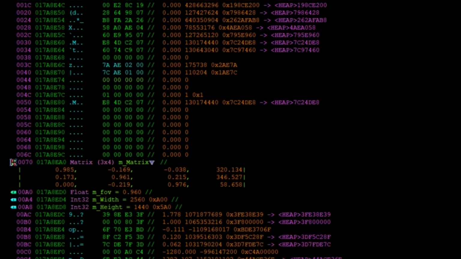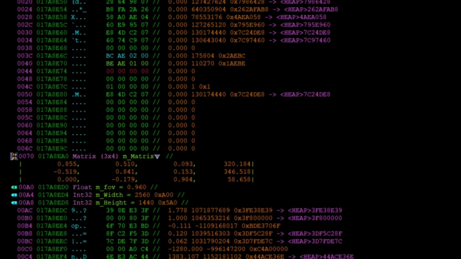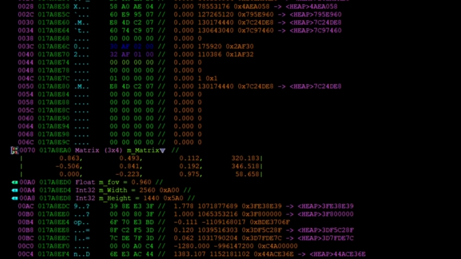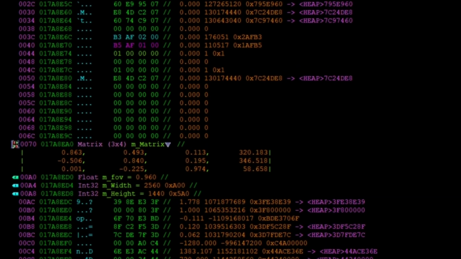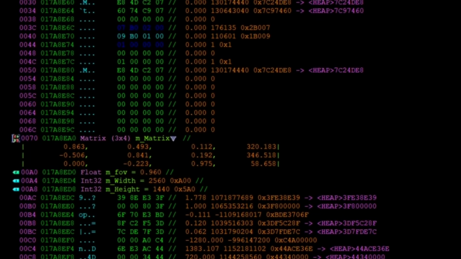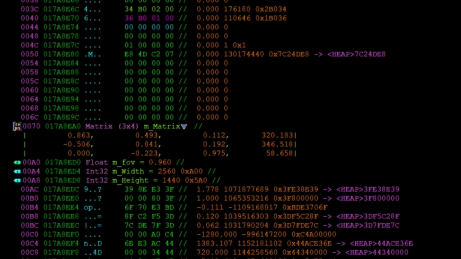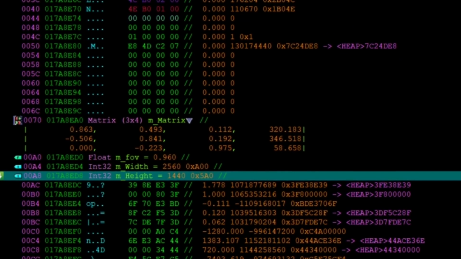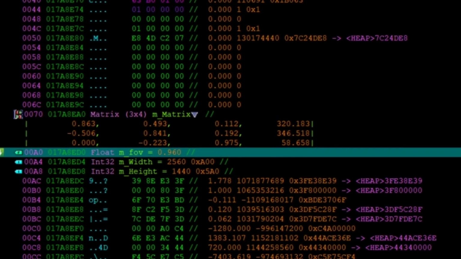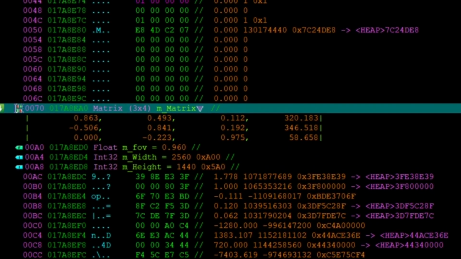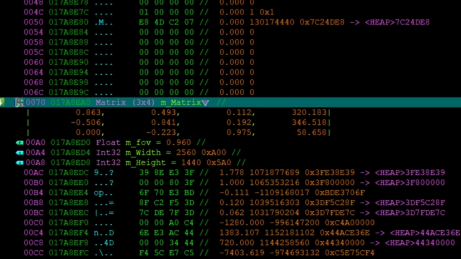Maybe you remember from my ESP tutorial the look at and up vector. That stuff is exactly what we want. So looking at the camera object in ReClass, yes, here is a ton of information. Here we have the width and height of the game window. Here we have the field of view, and above that we have some 3x4 matrix. The column on the right must be the camera location, more or less the same values as our player location.